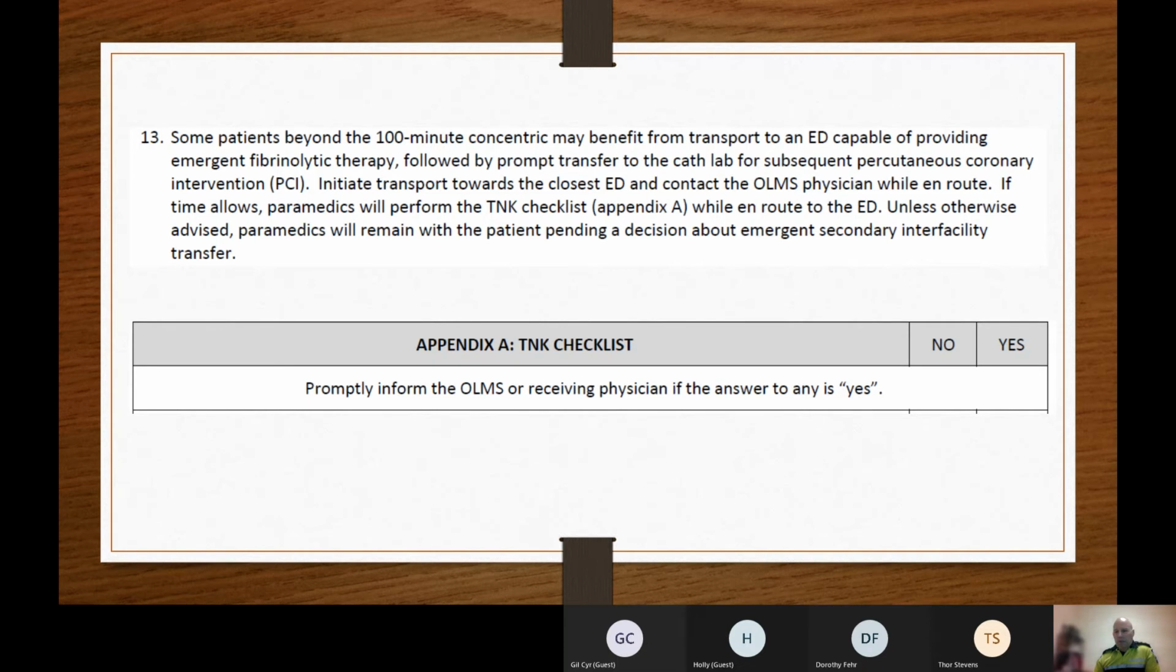So just like we do with the stroke bypass, if we go to HSC and they say, just hang on, we're going to check our patient first and see if they can stay or go, it'll be the same situation with our cardiac patients. We're not just going to put them on the hospital bed and take off right away.